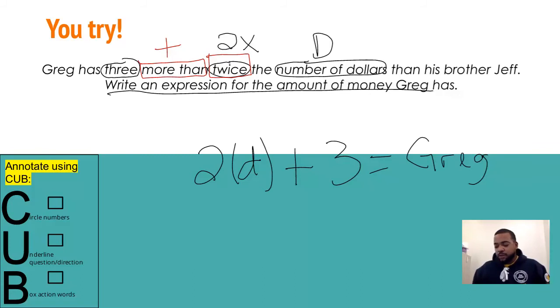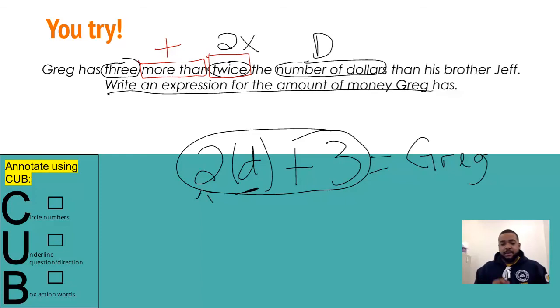I figured out that I need to multiply the 2 times the number of dollars that Jeff has. But I'm not done there because I also have to add 3 because of this more than, to figure out the total amount of money that Greg will have. So to figure out how much money Greg has, I need to multiply Jeff's dollar amount times 2 and then add 3, and that will give me the total amount of money that Greg has.